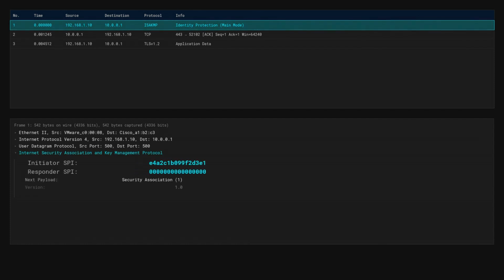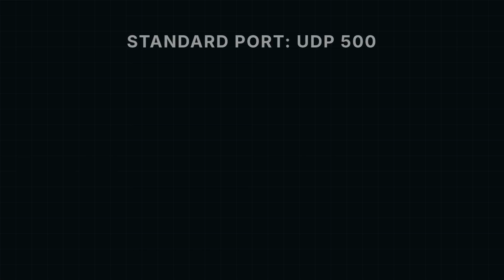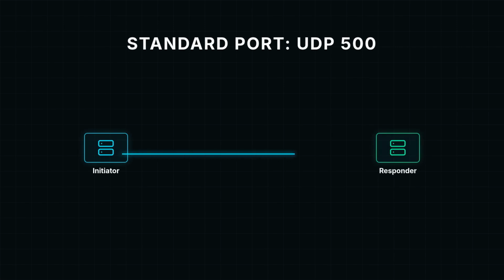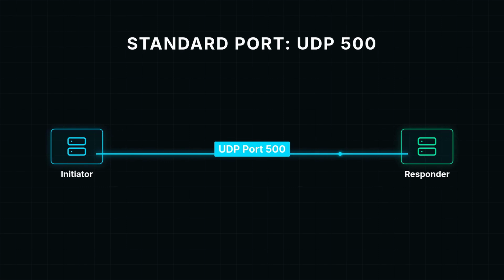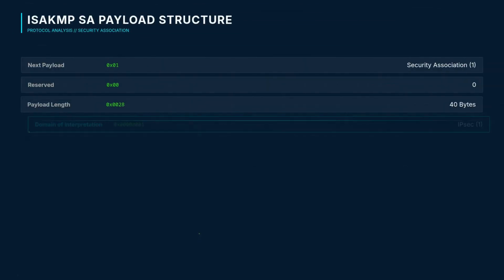All IKEv1 negotiations start on UDP port 500, the standard for the ISAKMP framework. This first packet's ISAKMP header contains the initiator cookie, while the responder cookie is set to 0. The exchange type is main mode. These cookies are random values that uniquely identify the exchange and protect against denial of service attacks. The payload sequence starts with the SA payload.